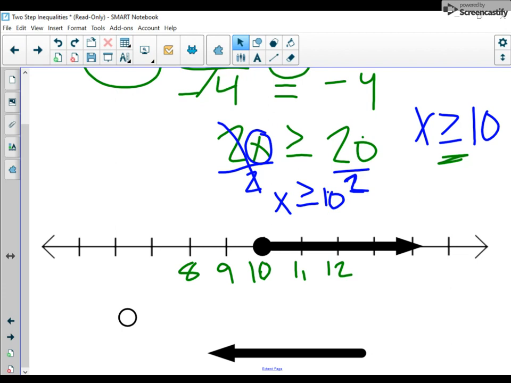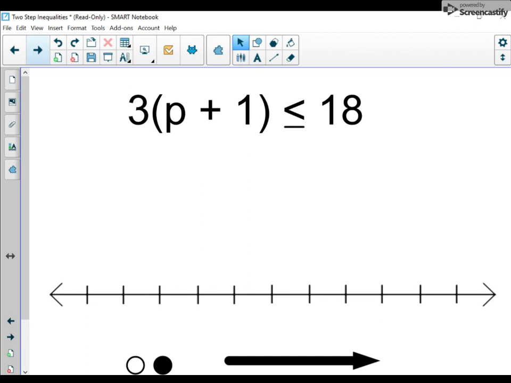But it also has that or equal to, which means that 10 is greater than or equal to 10. So we want to include that. All right, our next example.